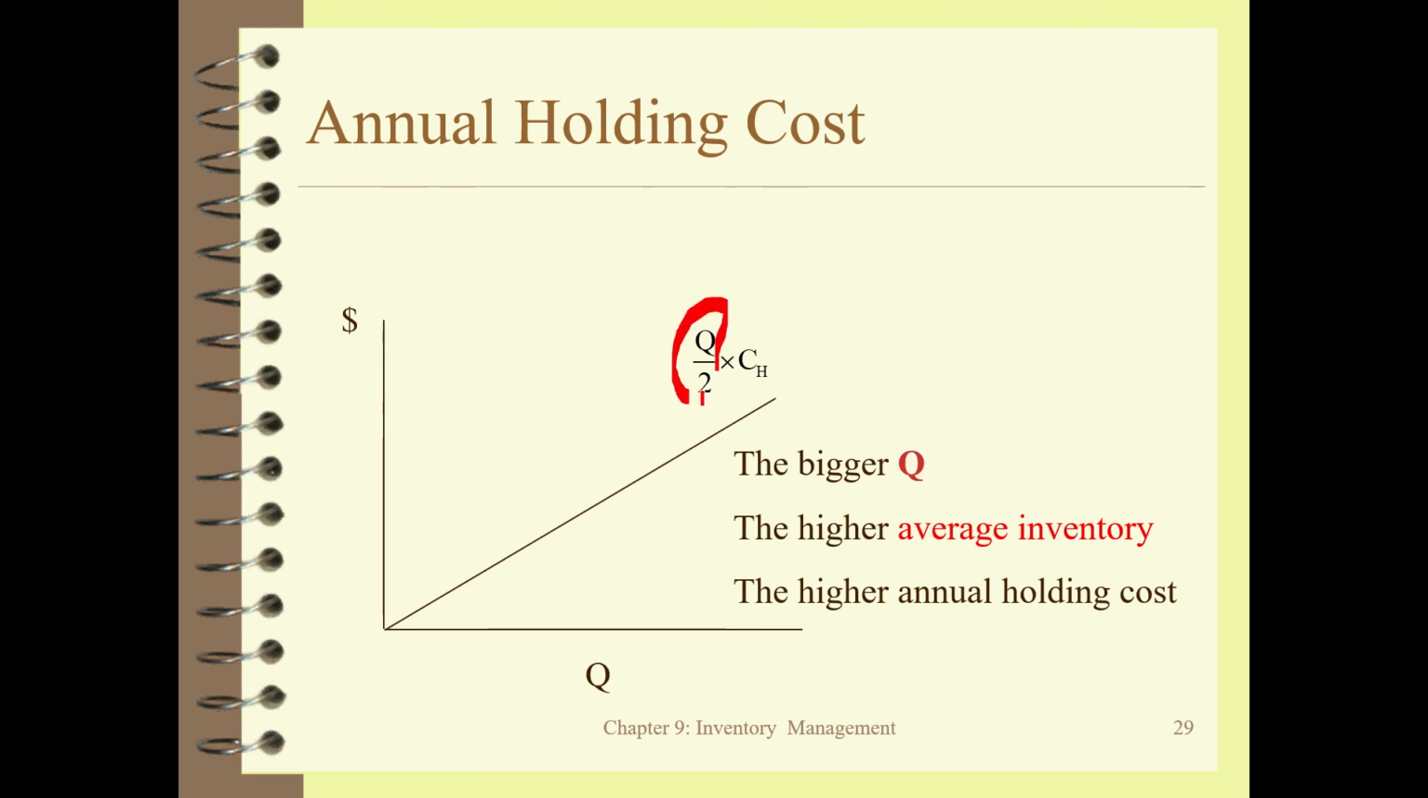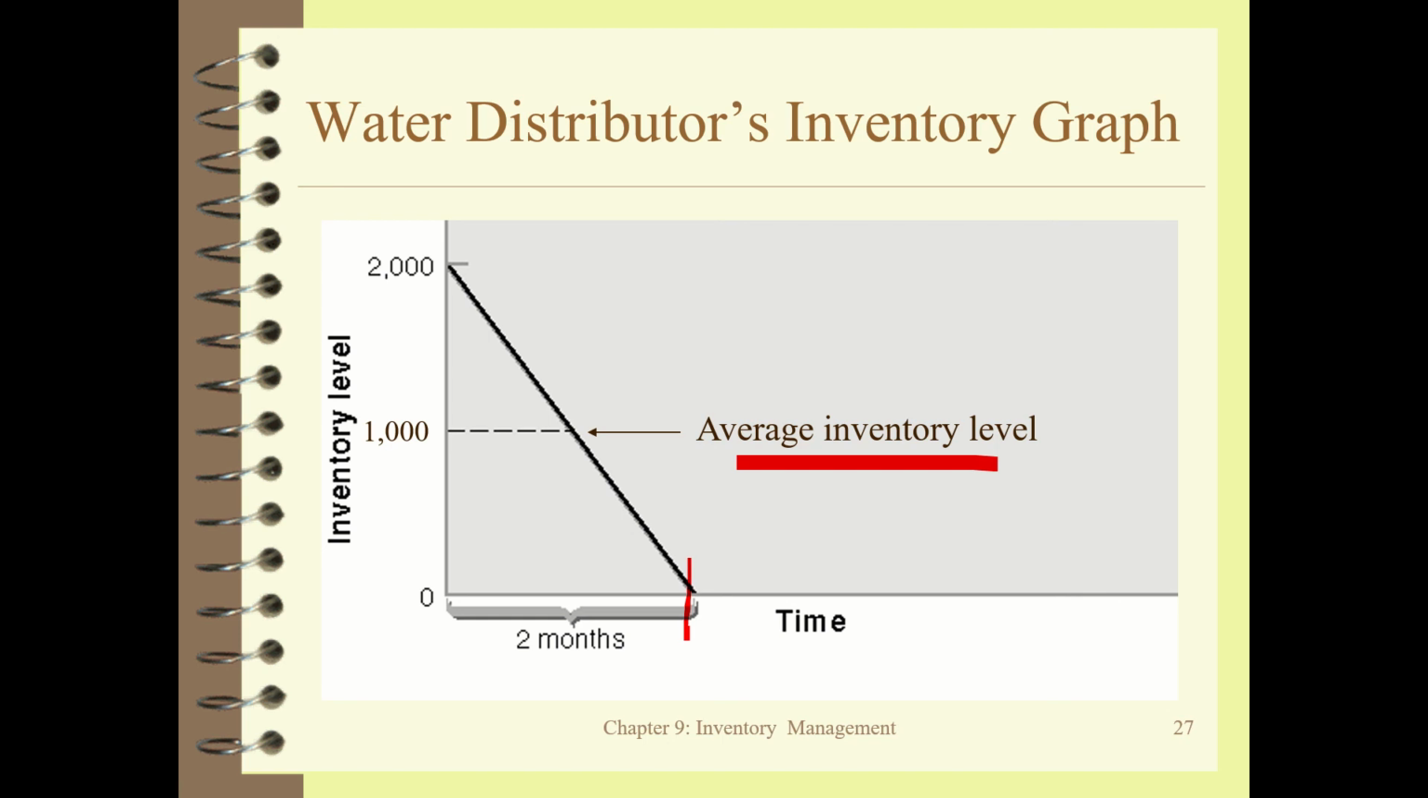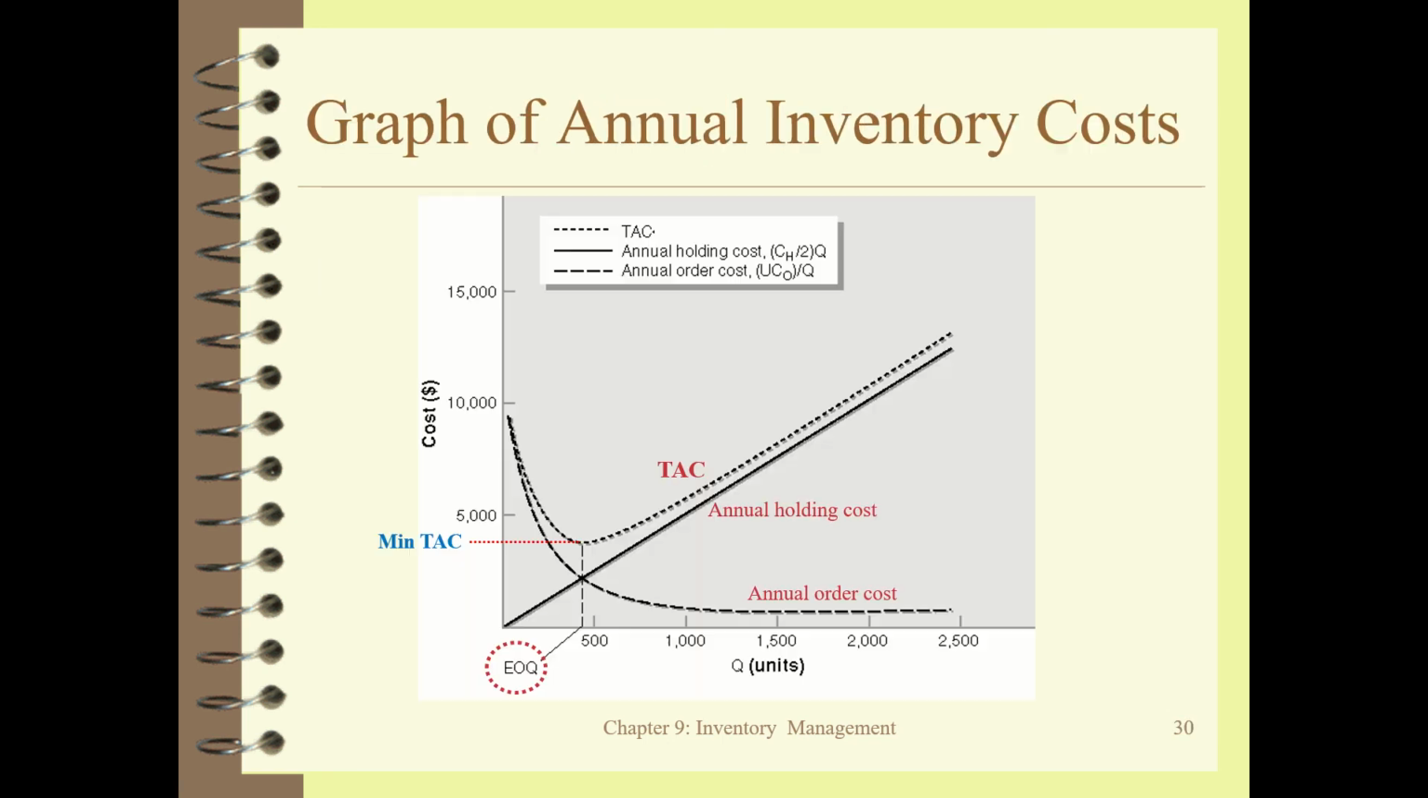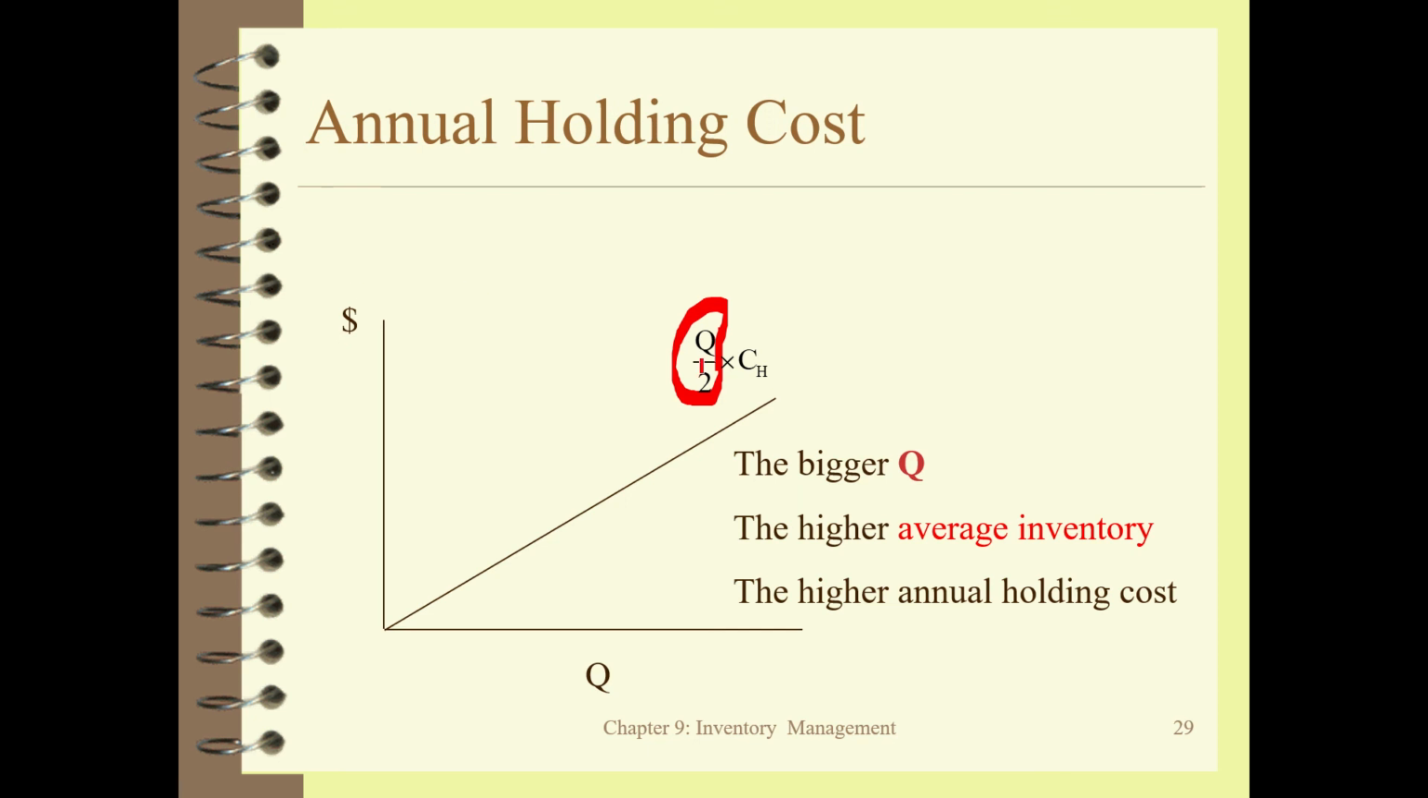Q divided by 2 is going to be the average inventory. Q is your maximum inventory, this Q. Q divided by 2 is the average inventory, multiplied by CH. If the average inventory is Q divided by 2, and the inventory holding cost is CH, then if Q is increased, the cost will be increased.